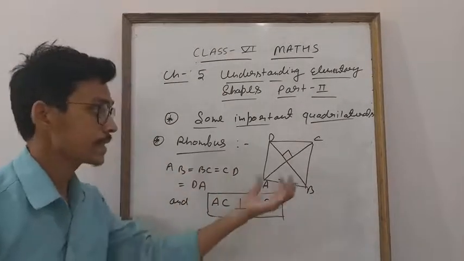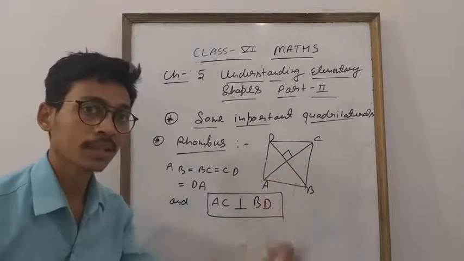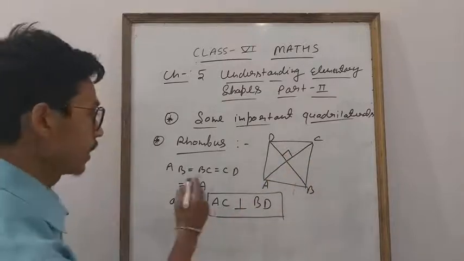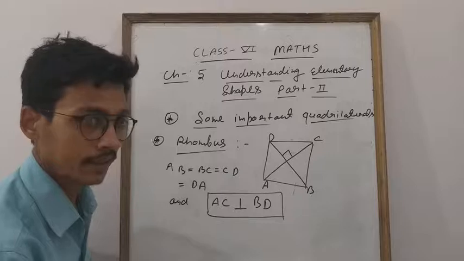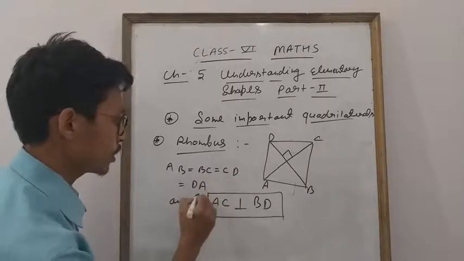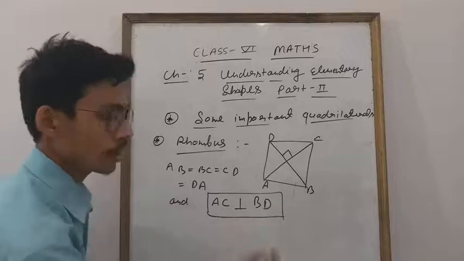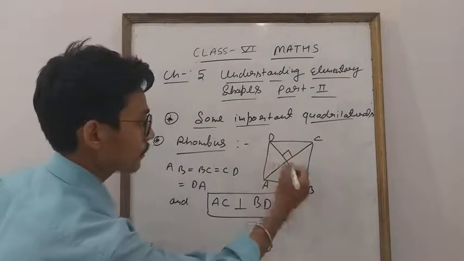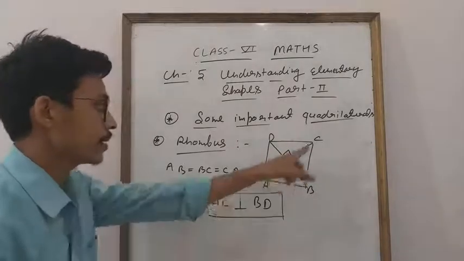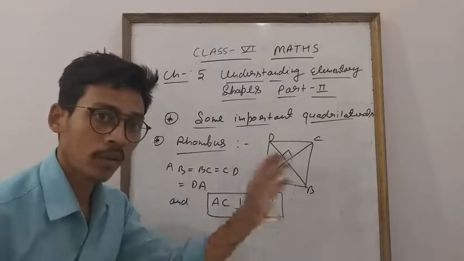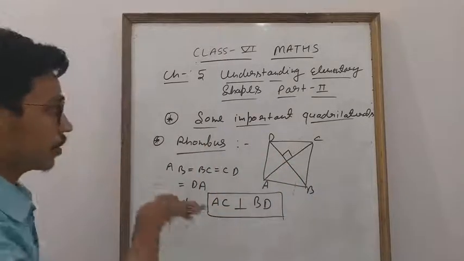It means if anyone asks you what you understand by rhombus, you will say that rhombus is a type of parallelogram, in which all sides are of equal length. See, AB equal to BC equal to CD equal to DA. And another thing is that AC is perpendicular to BD, meaning AC and BD make 90 degrees with each other. Clear, everyone? So this is about rhombus.